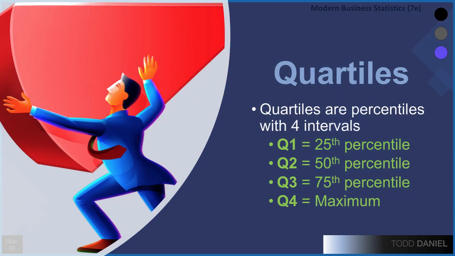Let's focus on quartiles for a moment. Quartiles are percentiles with 4 intervals. Q1, or quartile 1, is the 25th percentile. It's the lowest 25% of scores. Q2, or quartile 2, is the 50th percentile. Q3 is the 75th, and Q4 would be the maximum quartile, up to 100%. We're going to use quartiles extensively when we learn about the 5-number summary and the use of box plots, which we'll do next week.